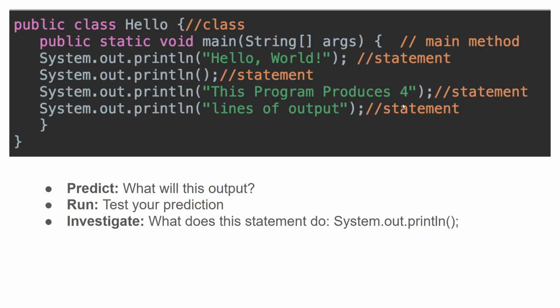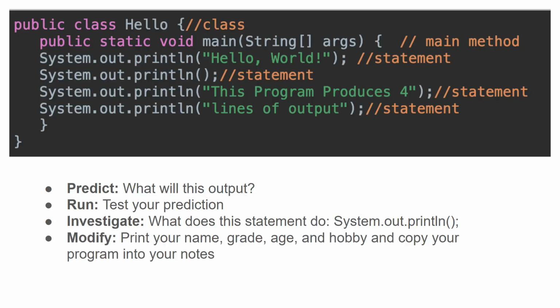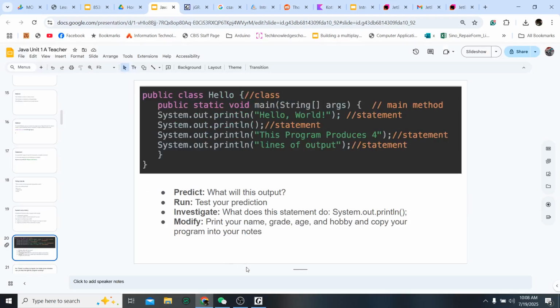So in our program here, we have the statements on lines 1, 2, 3, 4. On line 4, that is System.out.println with nothing in it. What did this statement do? Why is there a println with nothing in it? I want you to now modify this to print your name, grade, age, and hobby, and I want you to go ahead and put that in your notes, okay? Go ahead, take 5 minutes, do that, and we will continue in the next part of the video.